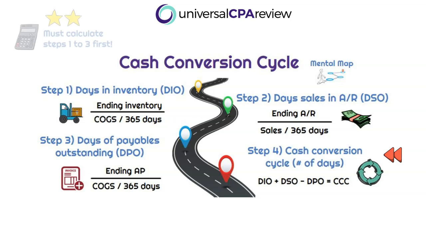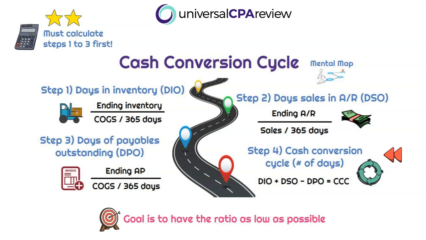And then in step four, only after we've calculated those first three steps can we calculate the cash conversion cycle. And that's DIO plus DSO minus DPO, and that equals the CCC, or the cash conversion cycle. And for a company, they want this to be as low as possible, meaning we want the number of days for the cash conversion cycle to be as low as possible, because that means the company can quickly purchase inventory, manufacture inventory, and then sell to customers and get the cash, right?